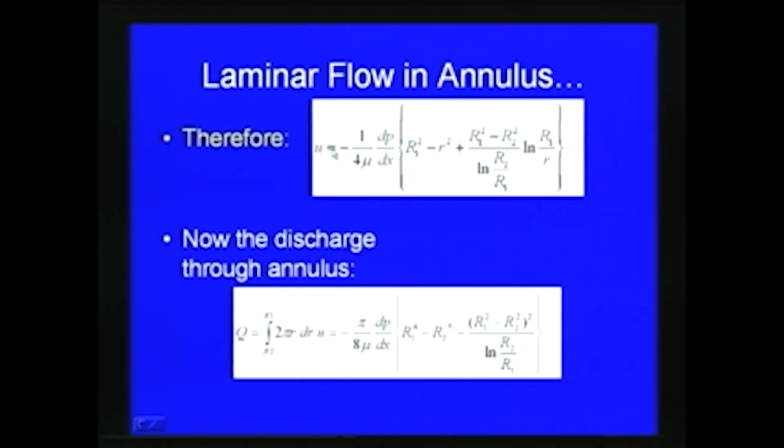So, the final expression is u is equal to minus 1 by 4 mu dp by dx into r1 square minus r square plus r1 square minus r2 square divided by natural log r2 by r1 and natural log r1 by r. Now, once the velocity is found, as we did in the earlier case for the pipe flow, we can find the discharge passing through the annulus between the two cylinders. We can integrate Q is equal to integral r2 to r1 2 pi r dr u. This integration will give Q, the discharge flowing through the annulus.